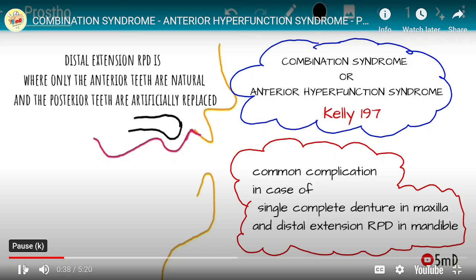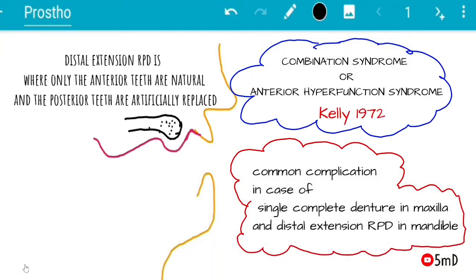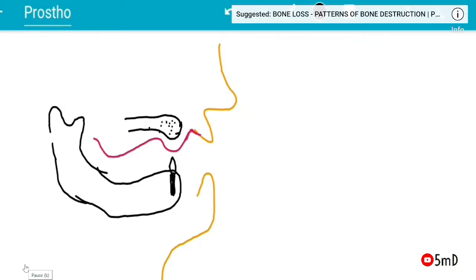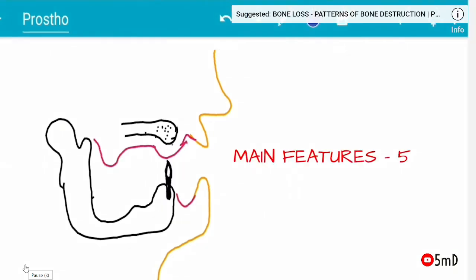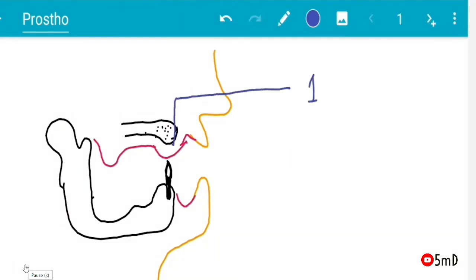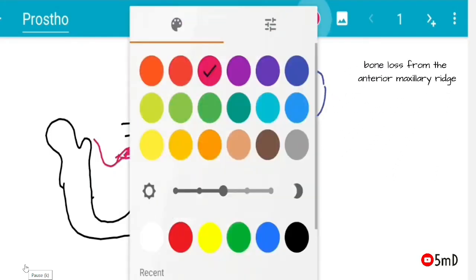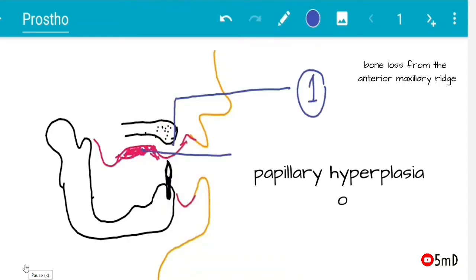features seen in combination syndrome will be discussed here, along with the sequel under which these events occur, the systemic factors which can aggravate this syndrome, along with what should we do to prevent this kind of combination syndrome occurring in a patient with maxillary complete denture and a mandibular distal extension RPD. So let us see what are the common characteristic features that occur in combination syndrome. The first one being loss of bone from the anterior portion of the maxillary ridge, followed by there is papillary hyperplasia in hard palate region mucosa.